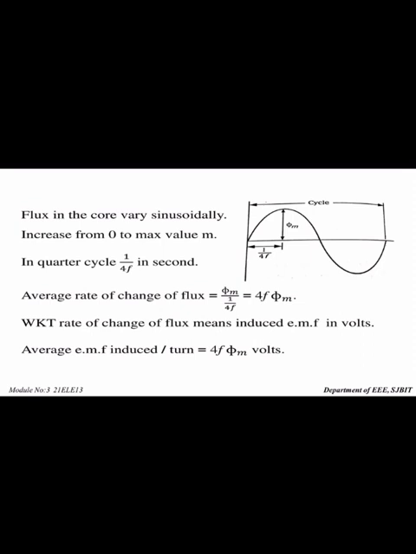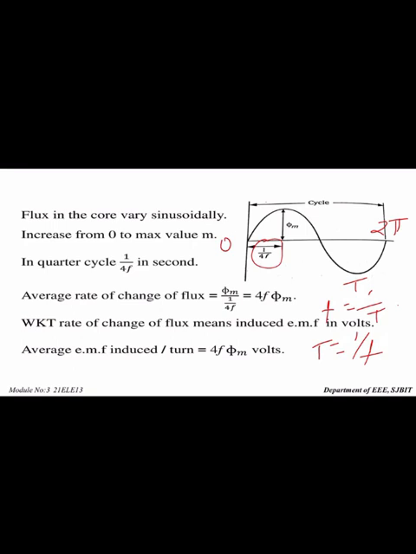As we know, the flux will vary sinusoidally. It will vary from 0 to maximum, then to a minimum, like that. If you consider the full cycle, this is 0 to 2 pi. For one cycle, whatever the frequency is, the time taken to complete one cycle will be T. We know that frequency is given by 1 by T, so T will be equal to 1 by f. For the complete cycle, the time is 1 by f. To reach the maximum, the time taken will be 1 by 4f.